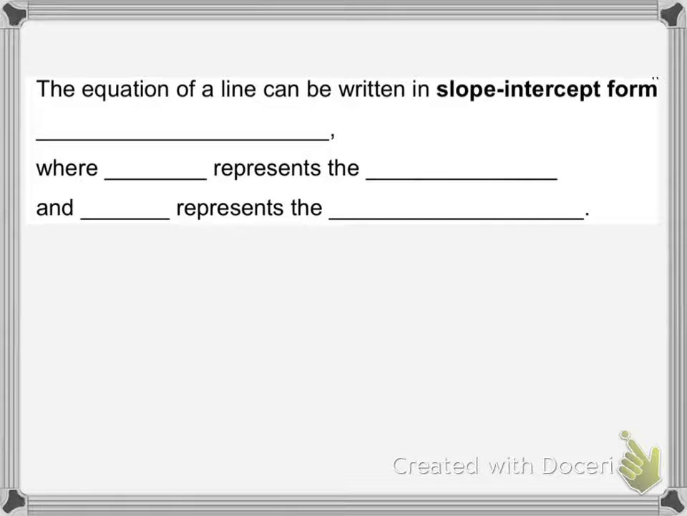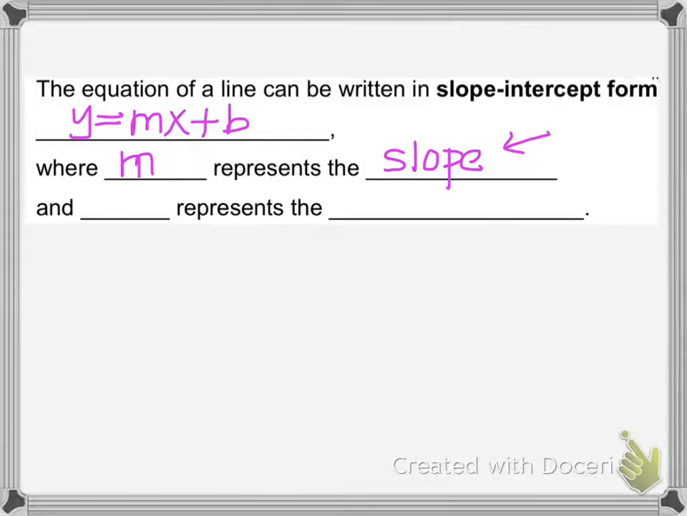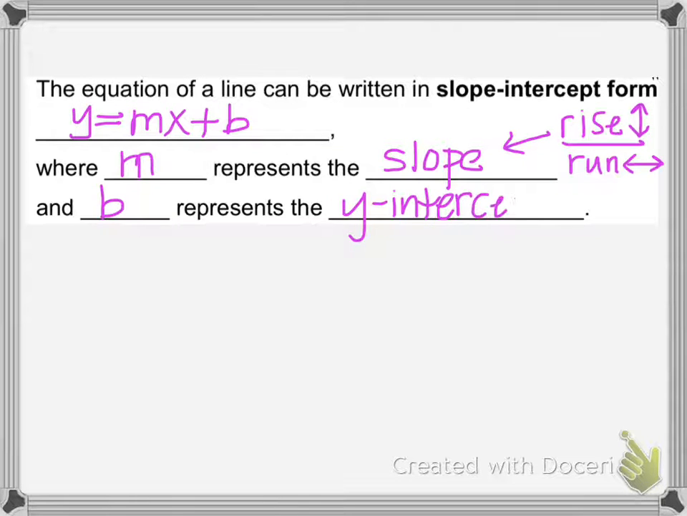So we have previously learned that the equation of a line can be written in slope-intercept form, which is y equals mx plus b. Remember m represents the slope, and on a graph the slope is the rise, or the up and down change, over the run, which is the side to side change. So we'll review that. And then the b of our equation represents the y-intercept, and this is where our graph crosses the y-axis.